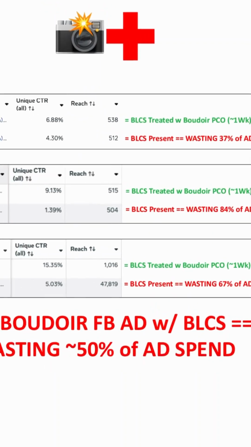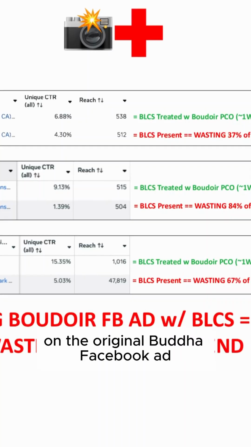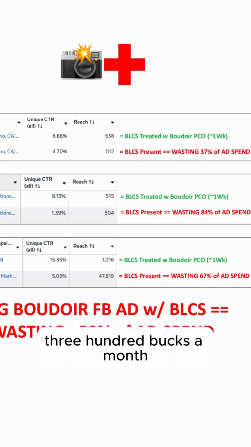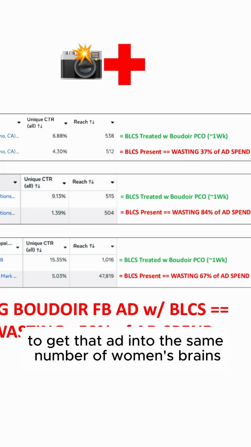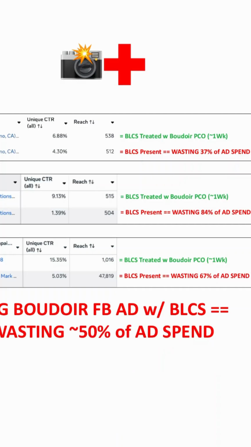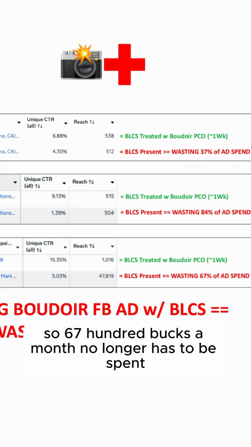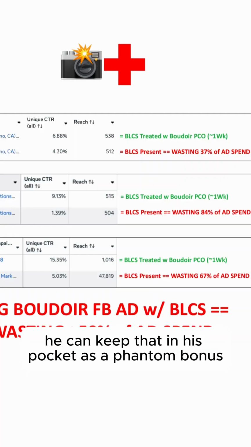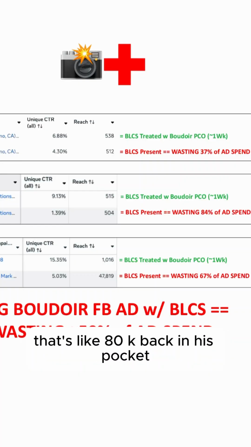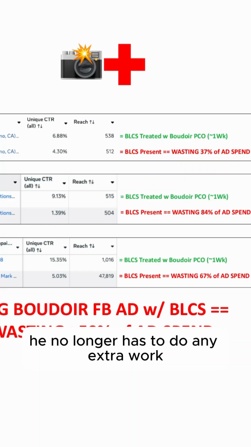So literally, if he spent 10 grand a month on the original Boudoir Facebook ad, he now only has to spend $3,300 a month with the Boudoir PICO treated ad to get that ad into the same number of women's brains in both scenarios. So $6,700 a month no longer has to be spent. He can keep that in his pocket as a phantom bonus, and that's perpetual. Over the next 12 months, that's like $80K back in his pocket, and he no longer has to do any extra work.